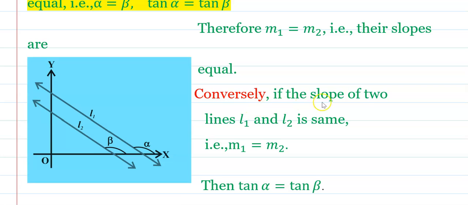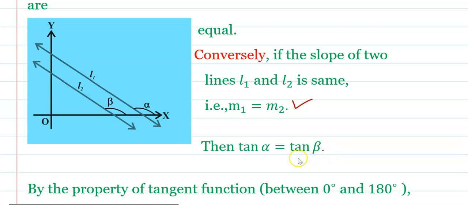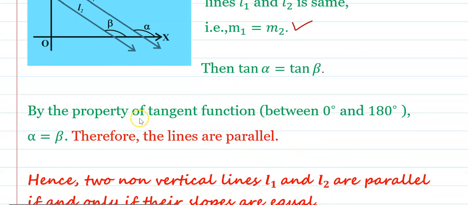Conversely, if the slopes of two lines L1 and L2 are the same, suppose that M1 is equal to M2, then what will happen? Then tan alpha is equal to tan beta. Okay. Therefore, by the property of the tangent function between 0 and 180, the inclinations made by the two lines are equal. Therefore, the lines are parallel.